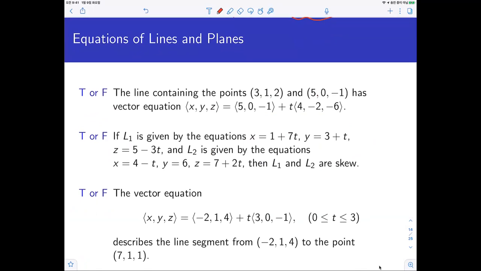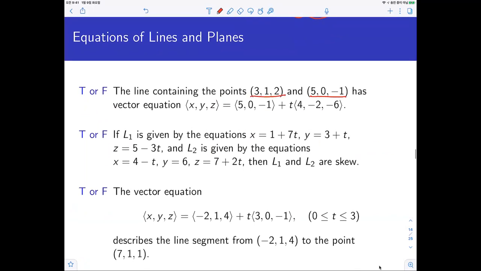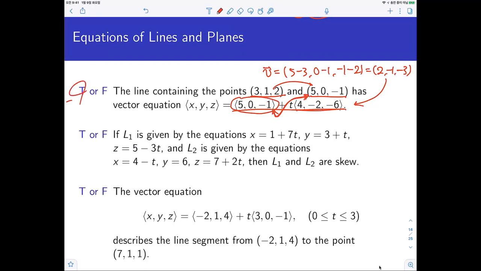Okay, the line containing these two points has a vector equation of this form. The direction vector v is obtained by 5 minus 3, 1 minus 1, 0 minus 1, minus 1, minus 2. So we get 2, minus 1, minus 3. Since 4, minus 2, minus 6 is parallel to 2, minus 1, minus 3, this is true. Yes, only the direction of the direction vector is important.